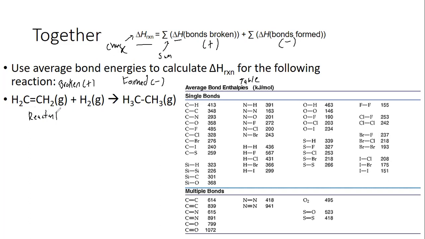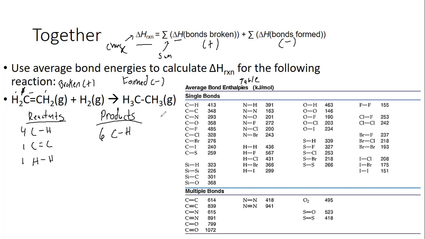So if I look at my bonds, I have 1, 2, 3, 4, 4 carbon hydrogen single bonds. I have one carbon carbon double bond. So that's this compound. Then my next compound, H2, is one hydrogen hydrogen single bond. All right. So that's all my bonds on the reactants. Now my bonds on the products. So I only have one compound to look at on the products, and I have six carbon hydrogen single bonds.